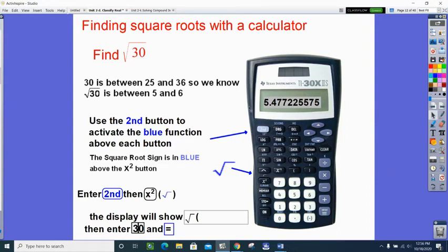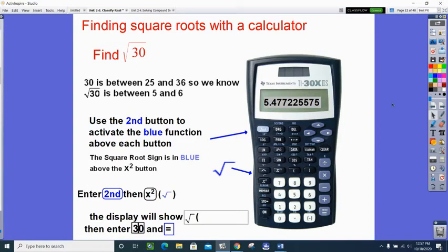It is an irrational number. It does not repeat. And I know it looks like it terminates, but remember the calculator is only so big. So if you used your phone or a calculator that is bigger, you'd see more places. So the square root of 30 is about 5.4772255575. And we thought it was going to be in between 5 and 6. So we're feeling relatively sure of how we worked with the calculator.